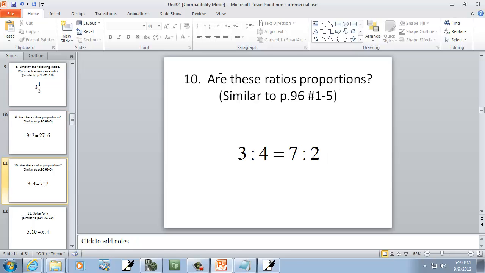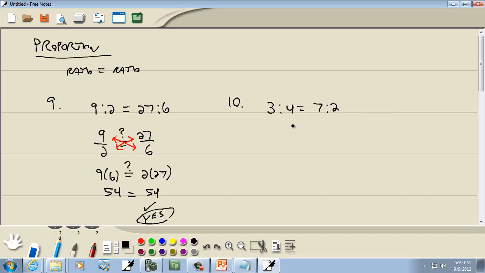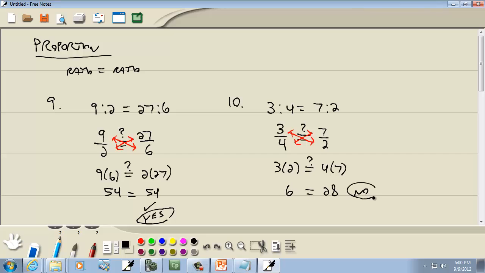Let's look at this one. We got 3 to 4 equals 7 to 2. Now, if I set them up in fraction form, again, what we're wondering is if this is true. Well, if we cross multiply, 3 times 2, we're wondering if that's equal to 4 times 7. Well, that gives us 6, and that gives us 28. They're not equal, so our answer would be no. That's not a proportion.